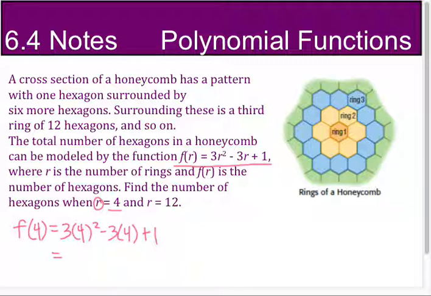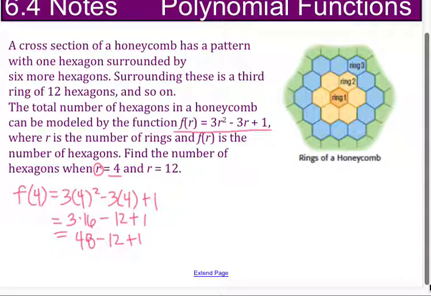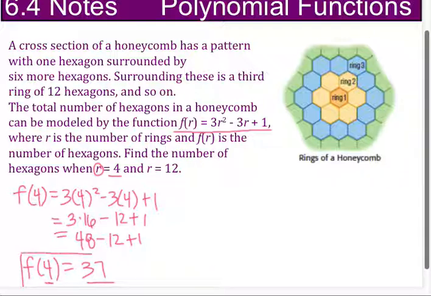Well, following PEMDAS, I want to do parentheses. There's parentheses written, but there's nothing inside, no operations inside the parentheses. So exponents is next. So I'm going to do 3 times 4 squared is 16, minus 3 times 4 is 12 plus 1. And then 3 times 16 is 48, minus 12 plus 1. And then I go ahead and add and subtract from left to right. So 48 minus 12 plus 1 will give me that f of 4 is equal to 37. So my fourth ring has 37 hexagons in it.